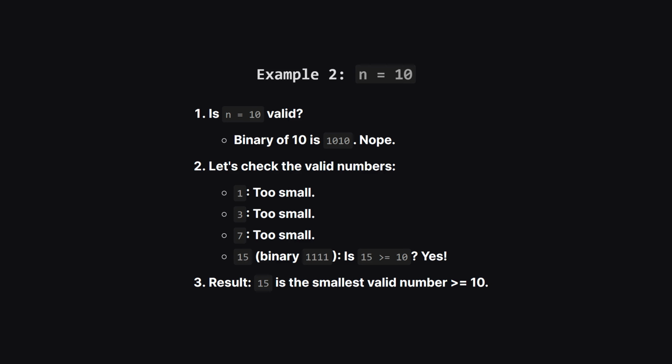Let's try one more, with n equals 10. 10 in binary is 1010. Again, not valid. So we go to our list of special numbers. 1 is too small, 3 is too small, 7 is too small. What comes after 7? Well, a number with 4 ones, 1111, which is 15. Is 15 greater than or equal to 10? Yep, so 15 is our answer.